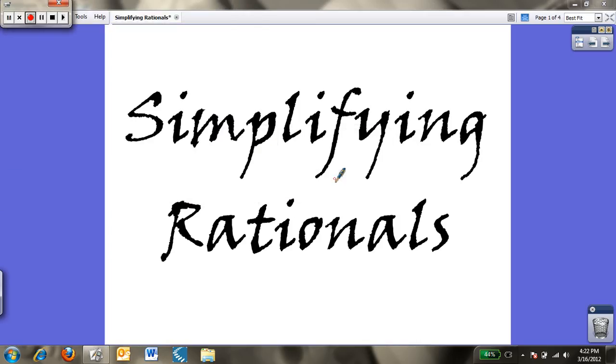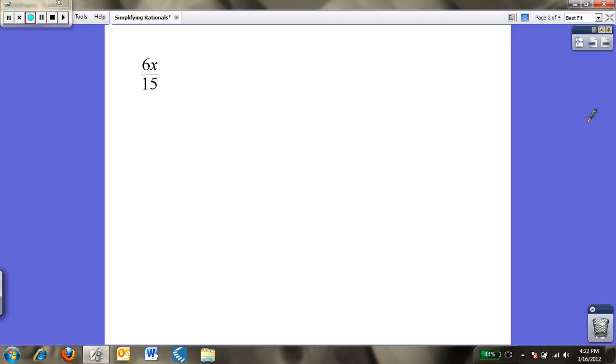In this tutorial, we're going to look at simplifying rational expressions. Now, a rational expression is what we've defined earlier in the year as basically anything that can be written in fraction form. So something like this, 6x over 15, is considered a rational expression. And what we want to do is simplify it just as we would with regular everyday fractions.